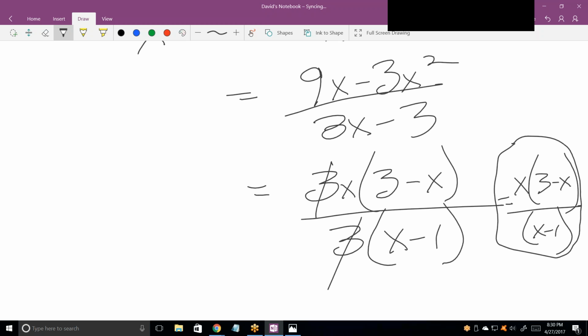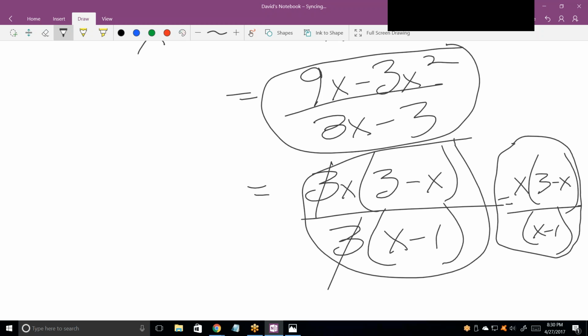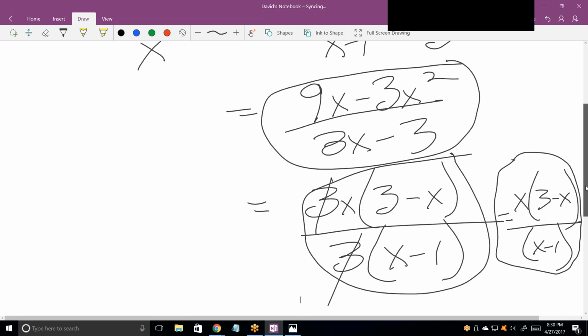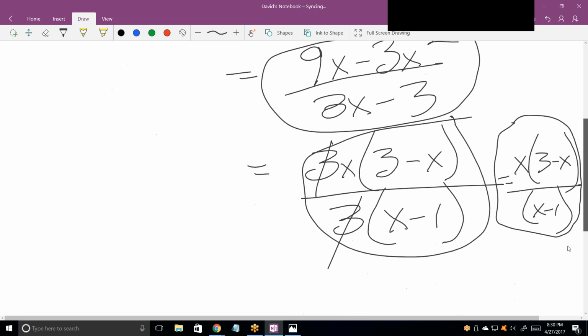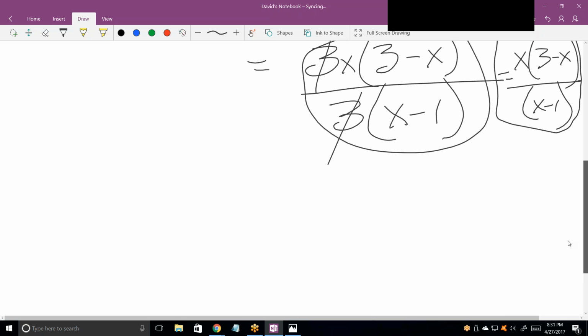But you for sure would lose at least a point if you gave that answer or this answer without canceling the 3's. And remember that even though this is our final answer, and it looks like the only thing x can't be is 1, we go back to the original: x can't be 1, and it still cannot be 0. No matter what we turned it into, those original domain restrictions still apply.